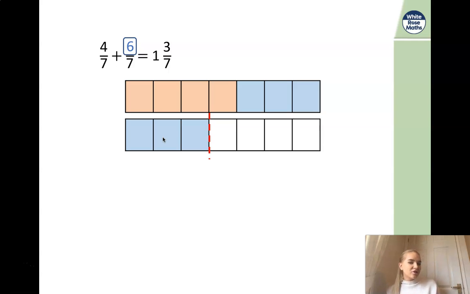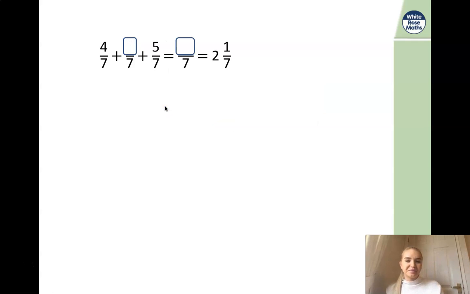But if we wanted to change that into an improper fraction, how many sevenths is altogether that's shaded here? That's right, 10/7. Well done.